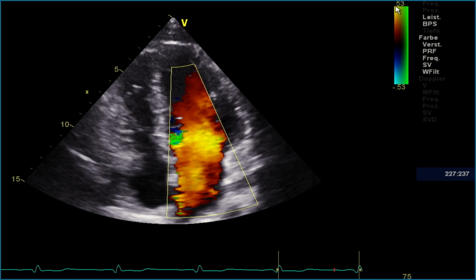Here is a very short review of what you've learned so far. Red would mean flow towards the transducer, and blue away from the transducer. The lighter the colors, the higher the velocity. And if the velocity exceeds a certain limit, then we get a mosaic or a mixture of different colors.